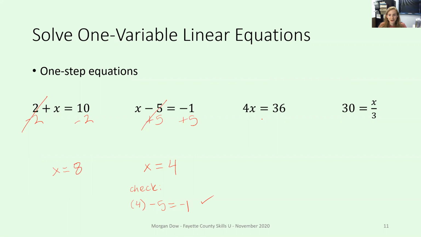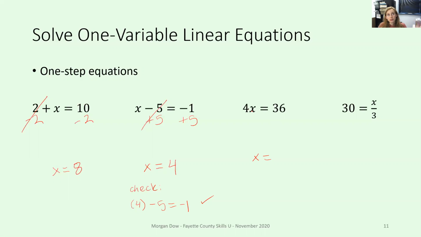All right, on to the third example here. So we have 4x equals 36. So that's 4 times x equals 36. 4 times some number equals 36. Now again, you might be able to guess what that number has to be, but we're going to go through the process of solving, right? So we're going to get that x by itself.